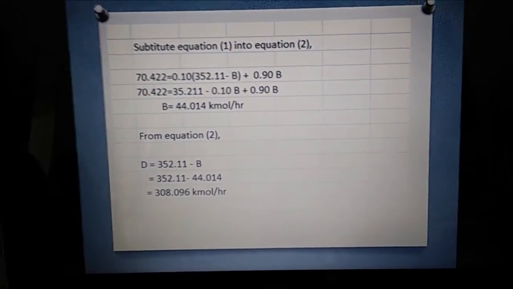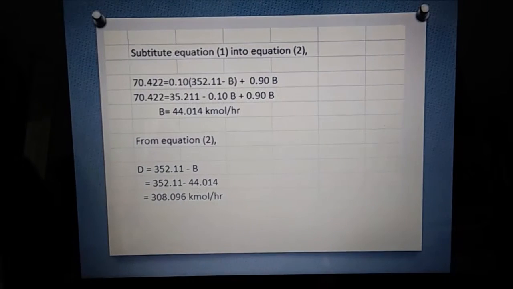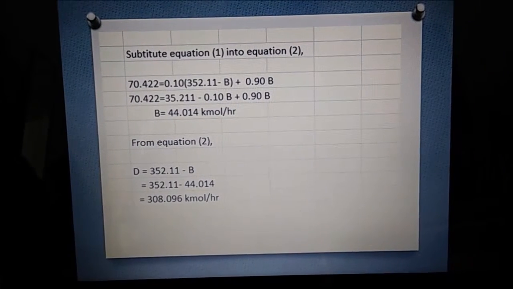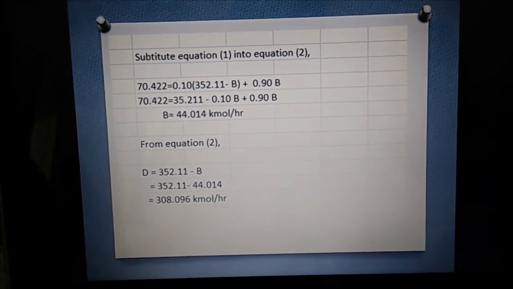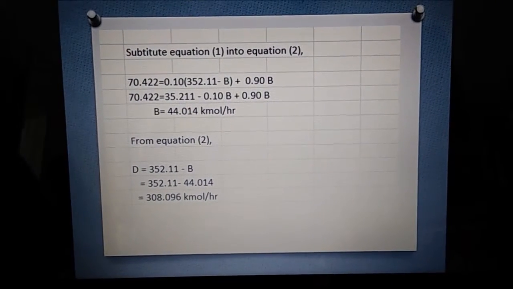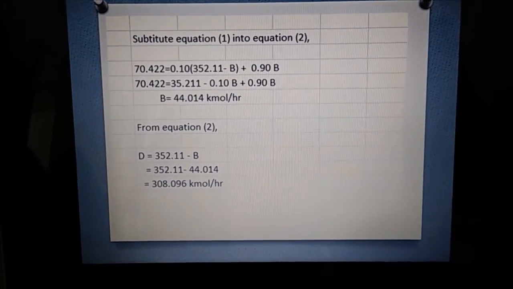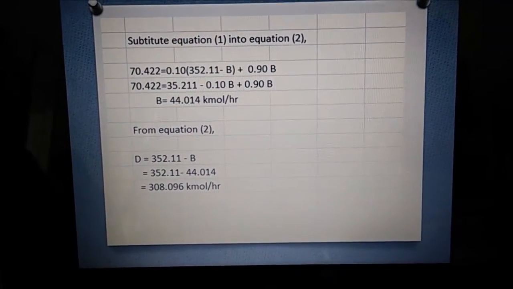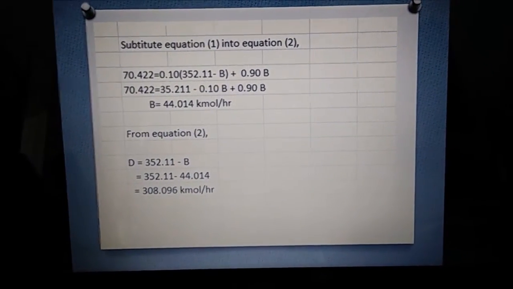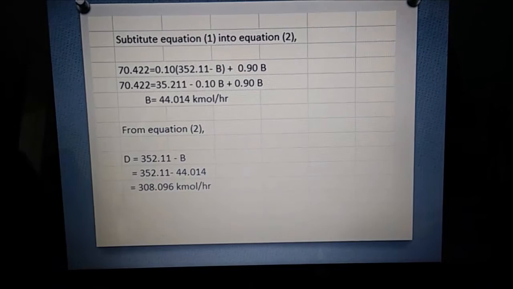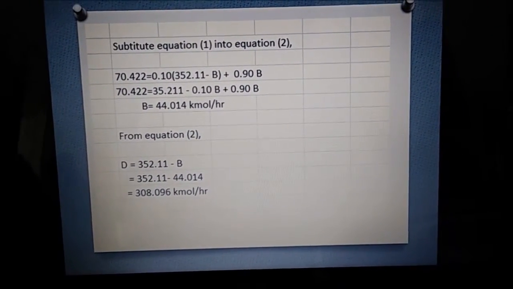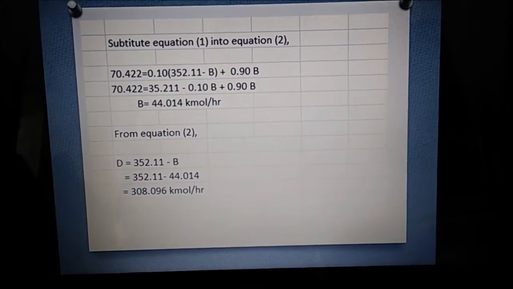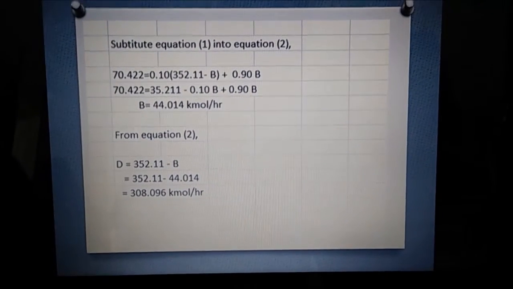We substitute equation 1 into equation 2, so we get 70.422 equals 0.10 times (352.11 minus B) plus 0.90 B. We get the total B as 44.014 kmol per hour. From equation 1, we know that the value for B is 44.014 kmol per hour. So total D is equal to 352.11 minus 44.014, and we get 308.096 kmol per hour.